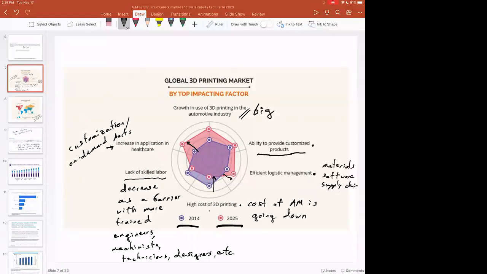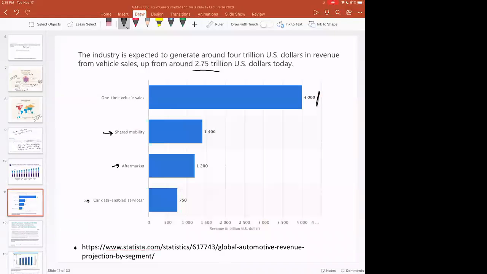And so if additive can go from something like $7 billion and take a percentage of something that's like $3 or $4 trillion, there's a lot of growth right there. And so, of course, the automotive market is bigger than the injection molding market. So we're sort of stepping up in terms of orders of magnitude, but this is where the opportunities are.